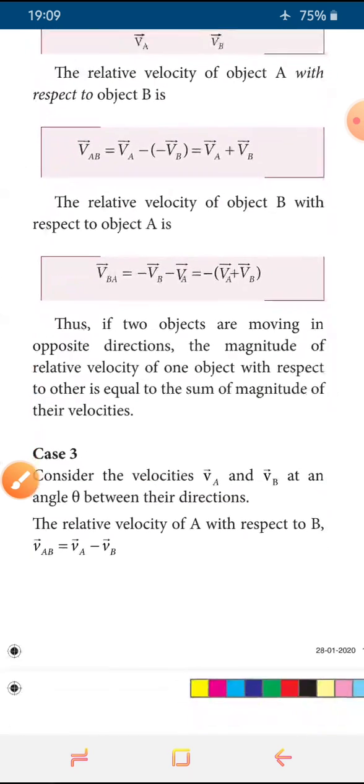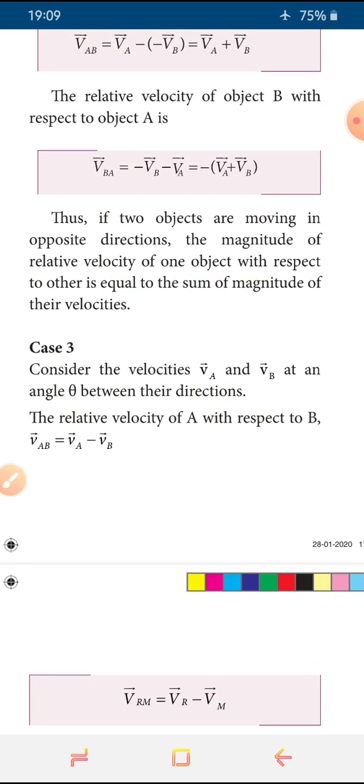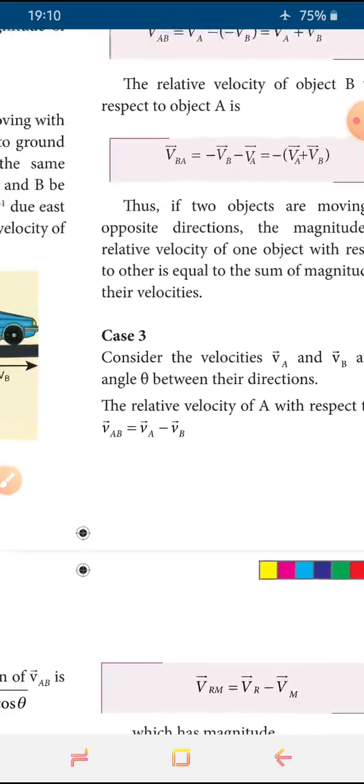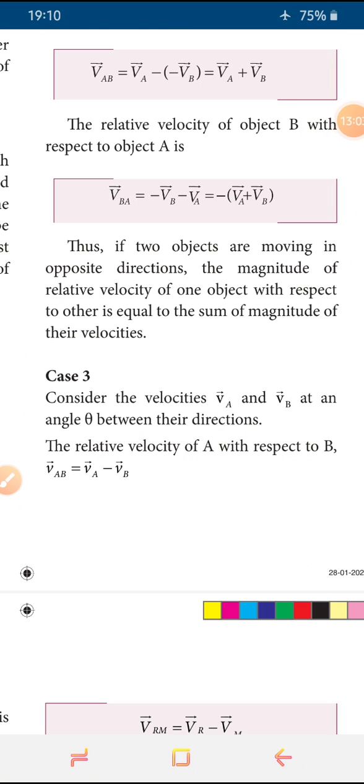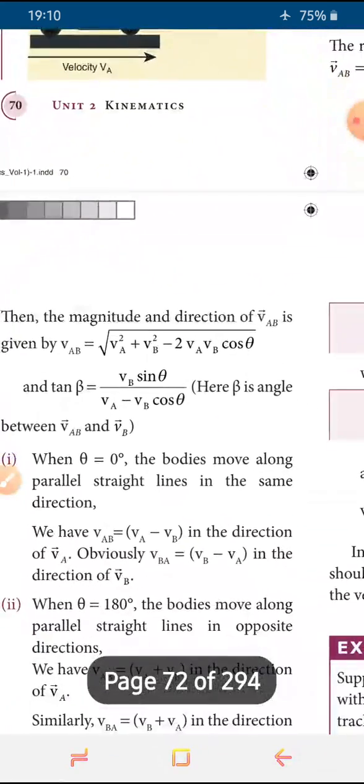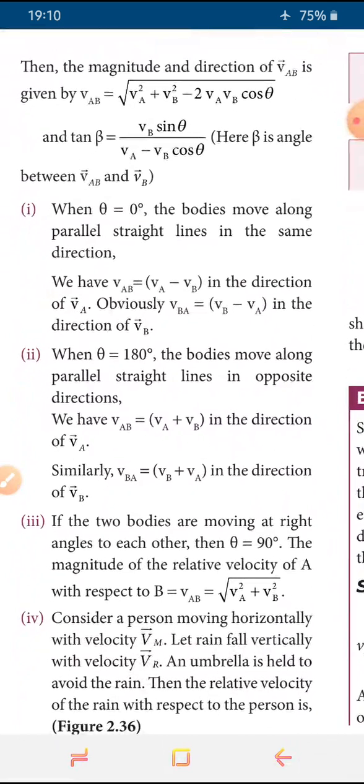Okay, and now case 3. In this case 3, we are giving the condition that there is an angle difference between the two velocities. In the first case we saw the same direction, then in the second, uniform but opposite. In case 3, we are saying it is moving with a certain angle, say that angle is theta, between the directions. Then we write the relative velocity of A with respect to B: vab vector is equal to va vector minus vb vector, and with respect to theta we can write the formula for the magnitude.